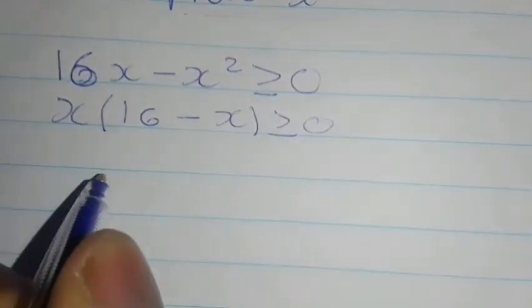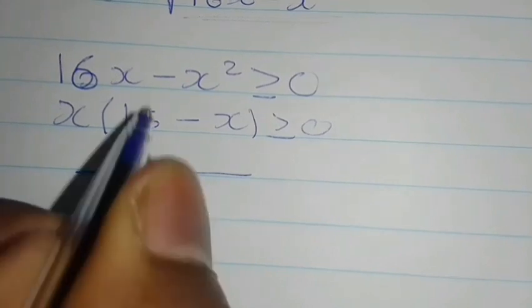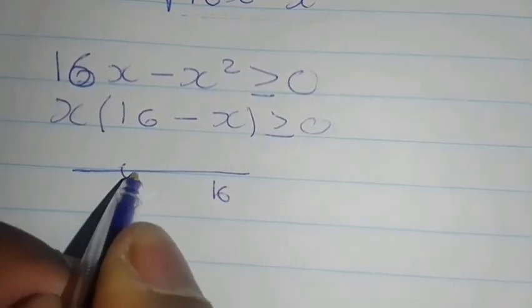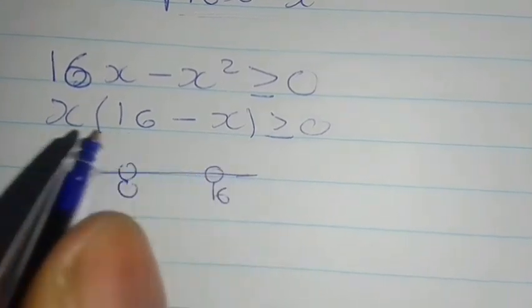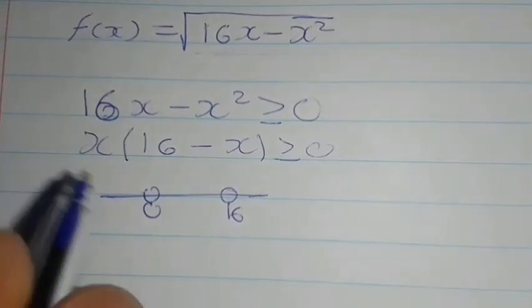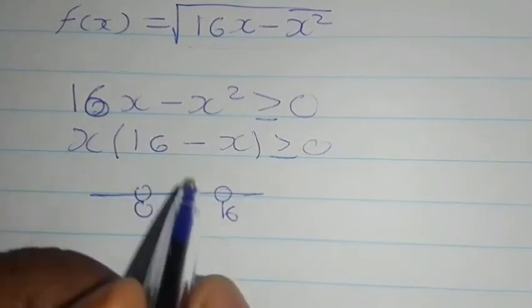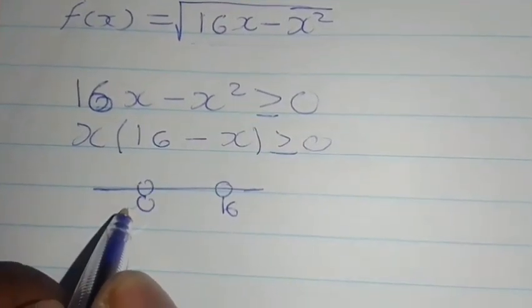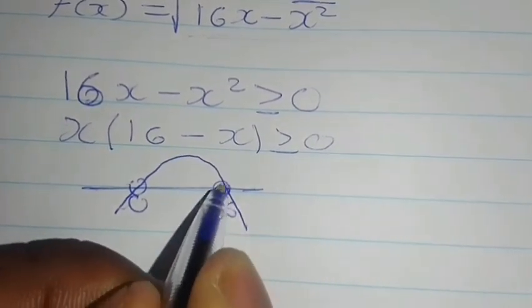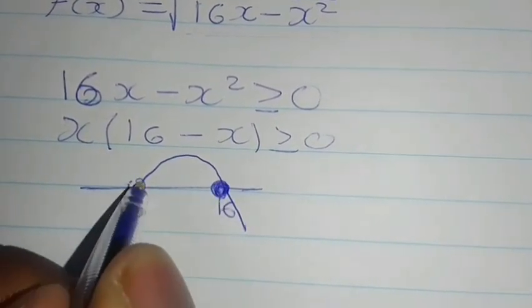Then you look for the interval for which this will be positive. So you'll have the values 0 and 16. From here you can find your interval. You can substitute, or you can realize that this is a parabola that slopes downwards like this. Then these points are included here.